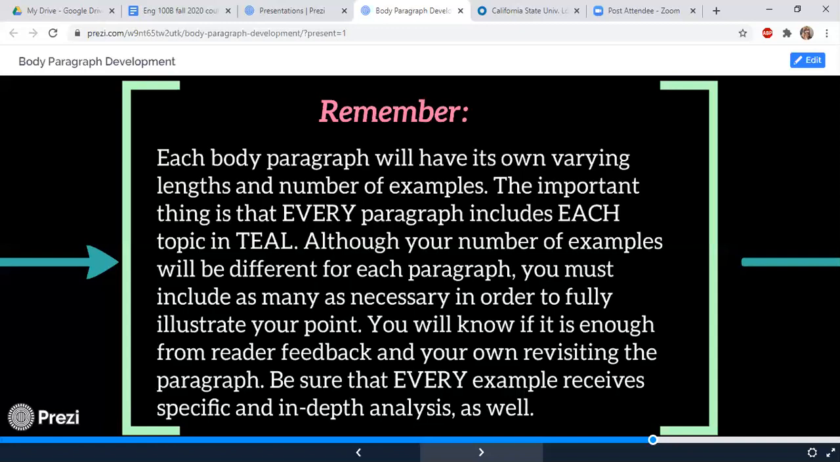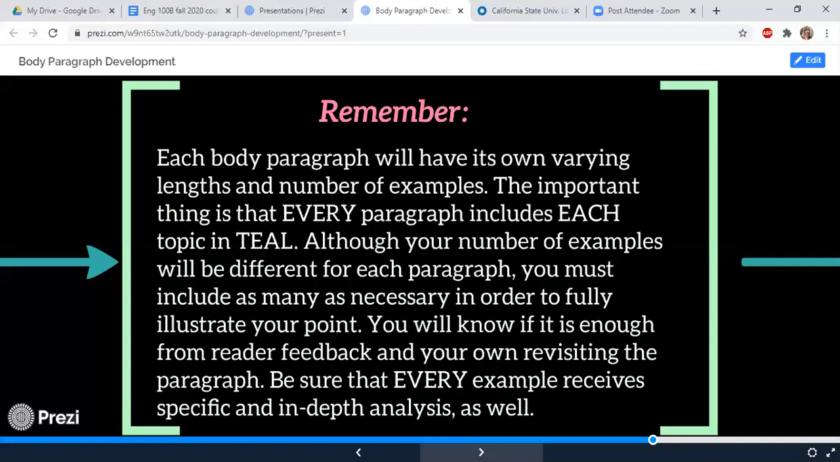You'll know if it's enough, one, from feedback. So we're going to get feedback in our peer review workshop and in conferences, and you have the opportunity to go to the writing center, right? So that's one way to know, if a reader tells you, I feel like you need more examples to really show the idea you're talking about, right? Or they might say, I think this is enough examples, but you need to develop your analysis for each example more, okay? So that's one way.